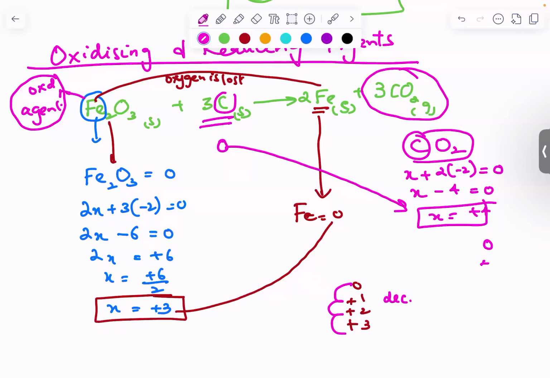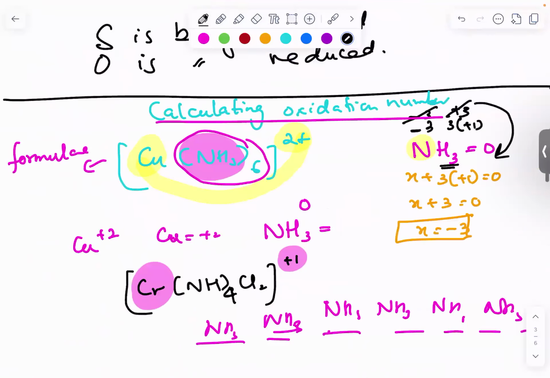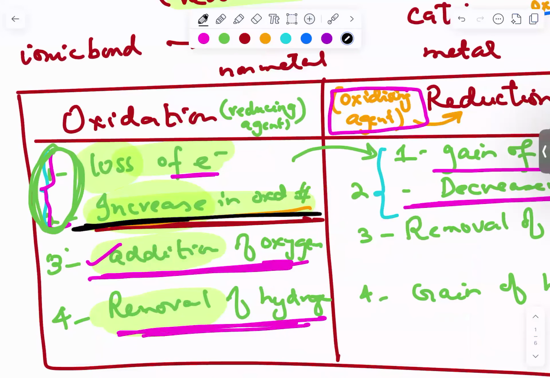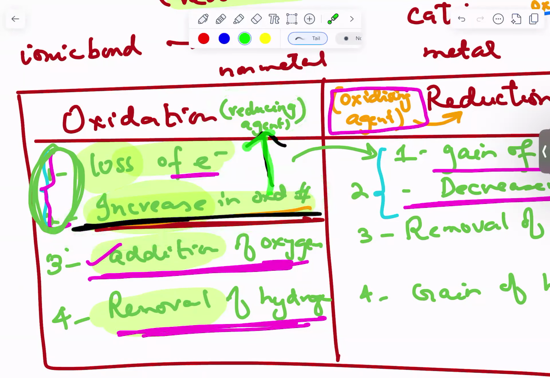So that means 0, plus 1, plus 2, plus 3, plus 4. Is it an increase in oxidation number or decrease? Increase. So when there is an increase in oxidation number, it is oxidation, and then it would be a reducing agent. Look at the screen. When there is an increase in oxidation number, this would be the reducing agent. Yes or no?